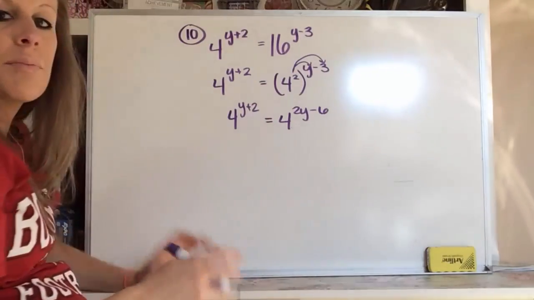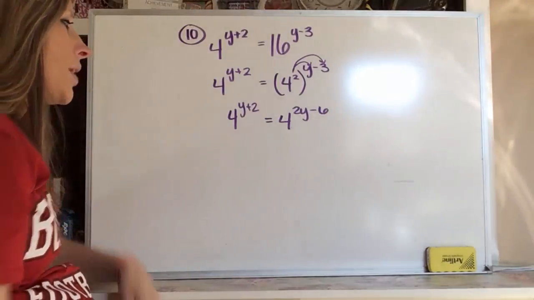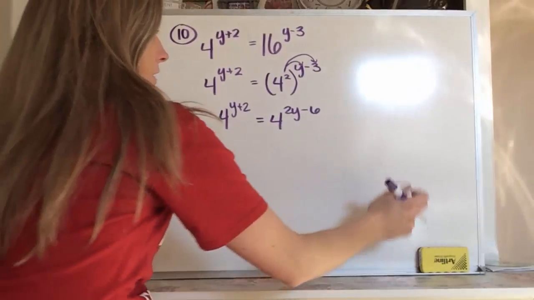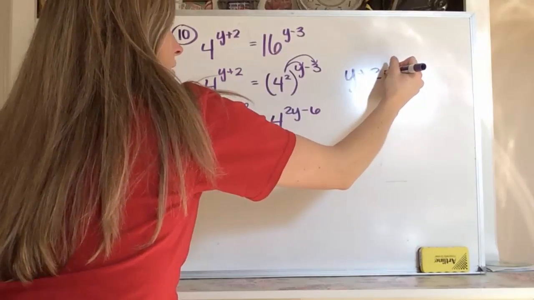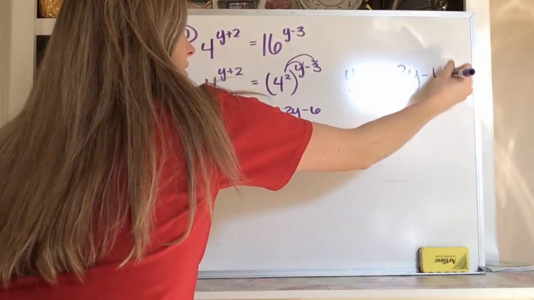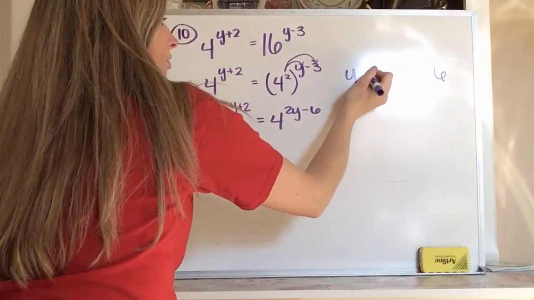Alright, so now they have the same base, they're condensed. I'm going to set my exponents equal to each other. I'll do that over here. So y plus 2 equals 2y minus 6. So we're going to solve for y.